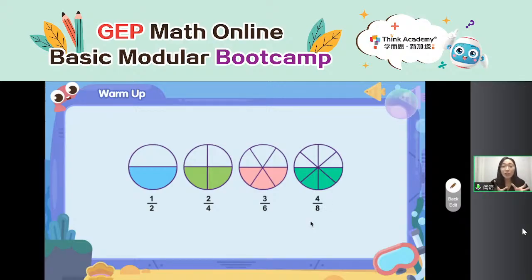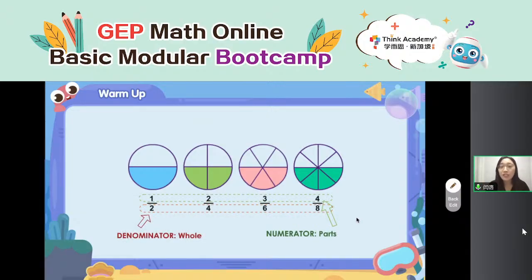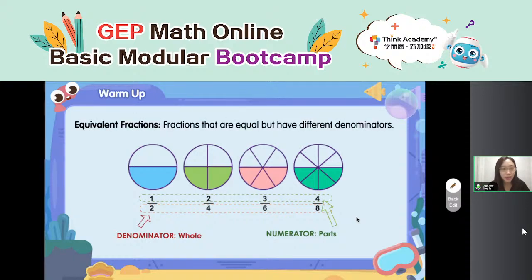And now everyone, look at these pictures. Could you find something in common? You see that though they have different denominators and different numerators, the value of the fraction is the same. So that is why we call them equivalent fractions. Equivalent fractions refer to fractions that are equal but have different denominators. Okay, can you understand now?